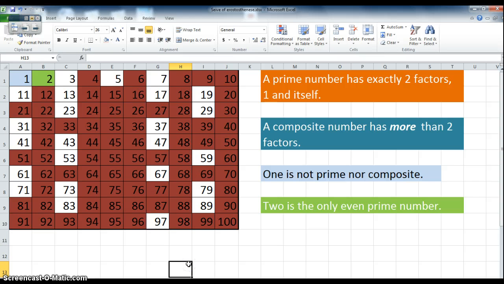Now, these are all the numbers that should not be marked. They are all the prime numbers from 1 to 100. You found them in 4 easy steps. This process was created by a man by the name of Eratosthenes.